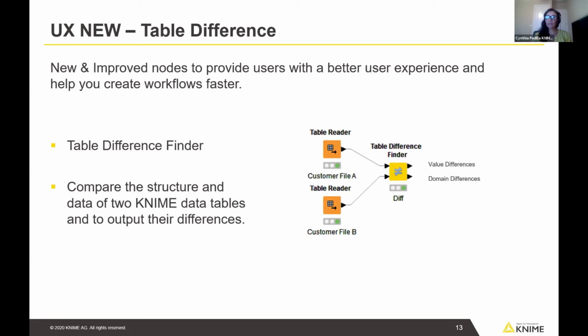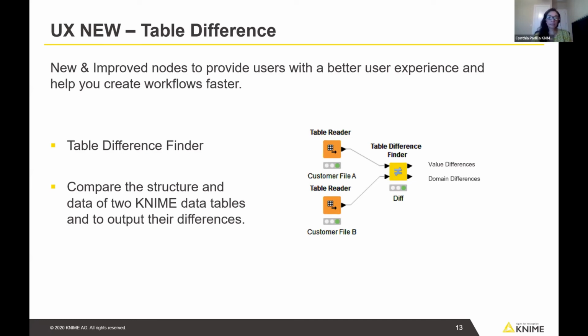First, we have a new functionality we added. It's the table difference finder. This node allows you to compare two tables by means of their values or the table specs. You get two results. On the first port, you get the table with all the different entries. And then on the second one, you get the table containing a row for each unique column.